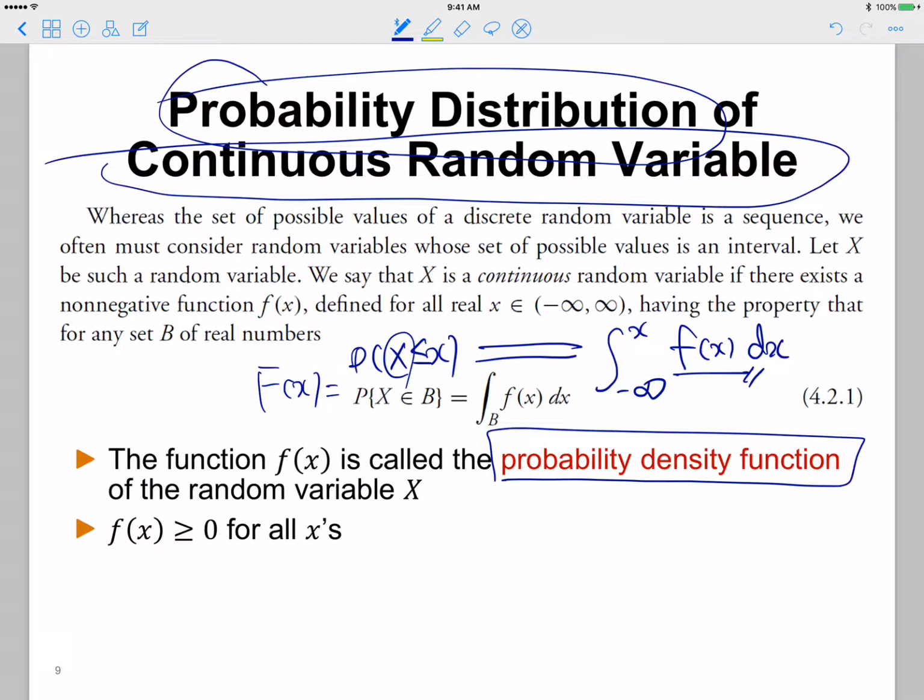Okay, and then from the relationship of this integral, this is our typical cumulative distribution function. So that is a probability, and that probability is represented as an integral of some function. We have to do the integral on that function in order to obtain the probability. So that is called a density.